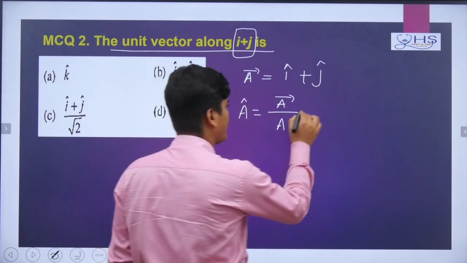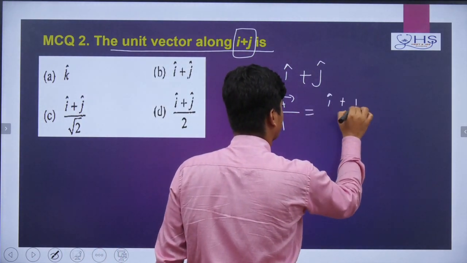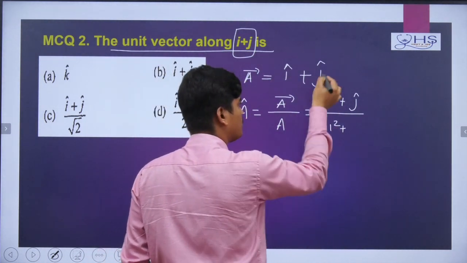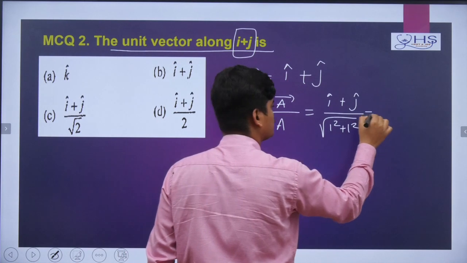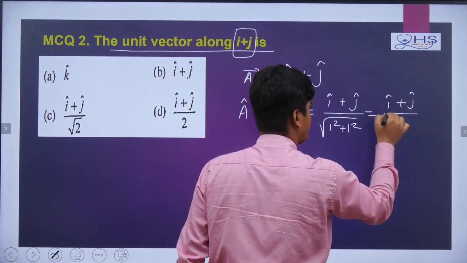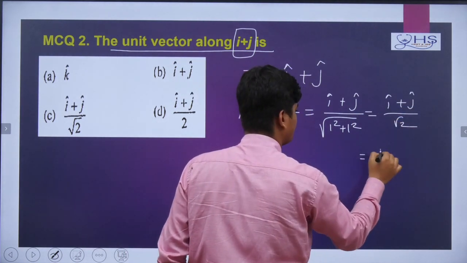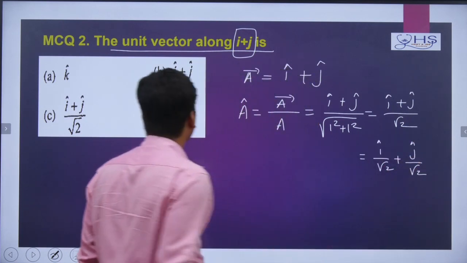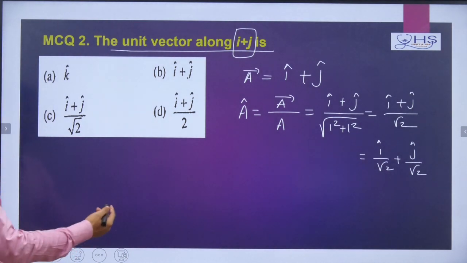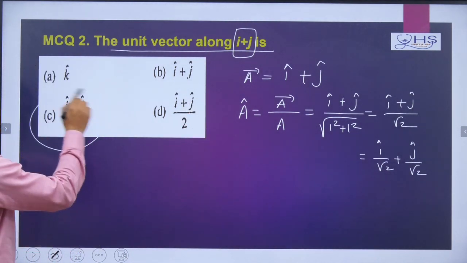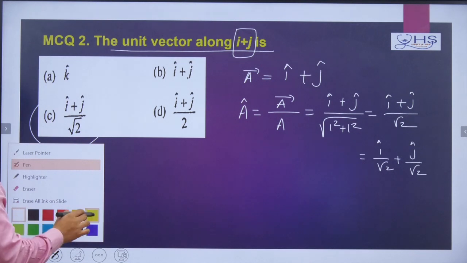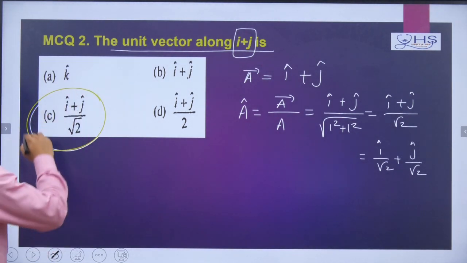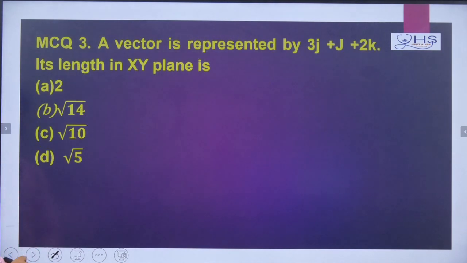Now, here vector a by a. Vector a is given as i cap plus j cap, and the magnitude of a is root of the coefficient of i square plus the coefficient of j square, which is root 2. So, it comes to i plus j by root 2, or this can be written as i by root 2 plus j by root 2. So here, either you can write i plus j by root 2 or i by root 2 plus j by root 2 also. So, here the answer will be C. Now, come to the next question.